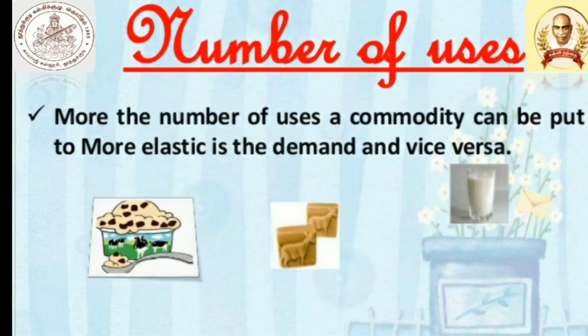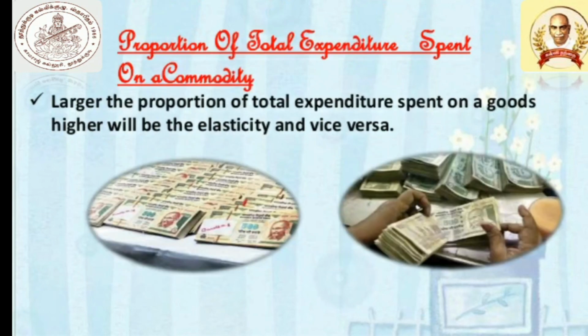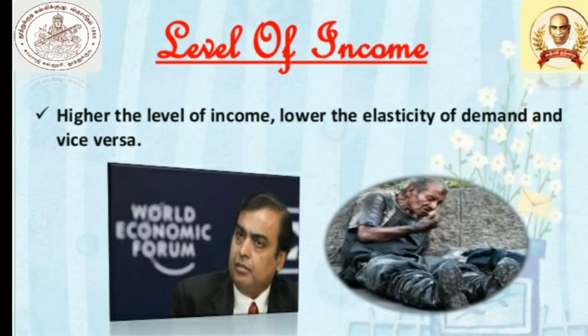Next, number of uses. The more uses a commodity can be put to, the more elastic is the demand and vice versa. Next, proportion of total expenditure spent on a commodity. The larger the proportion of total expenditure spent on a good, the higher will be the elasticity and vice versa. Next, level of income. The higher the level of income, the lower the elasticity of demand and vice versa.